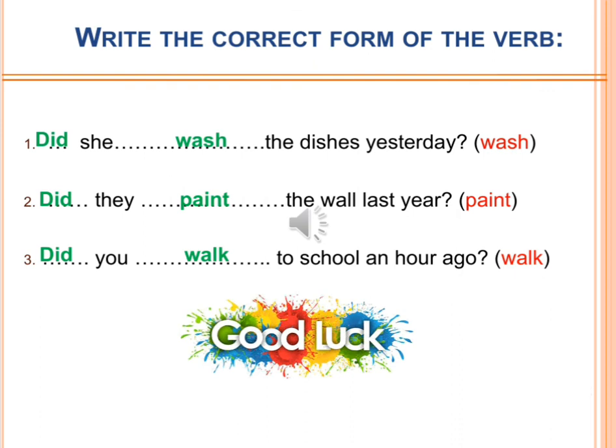Write the correct form of the verb. 1. Did she wash the dishes yesterday? 2. Did they paint the wall last year? 3. Did you walk to school an hour ago?